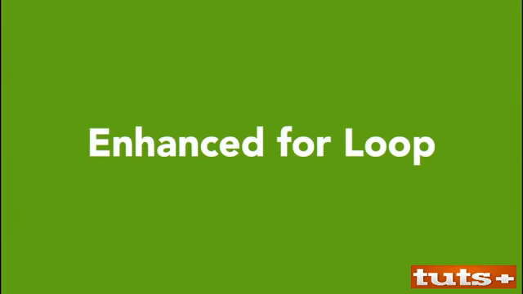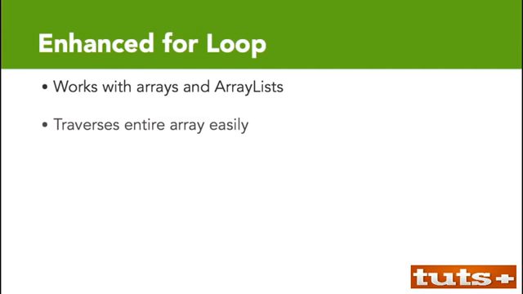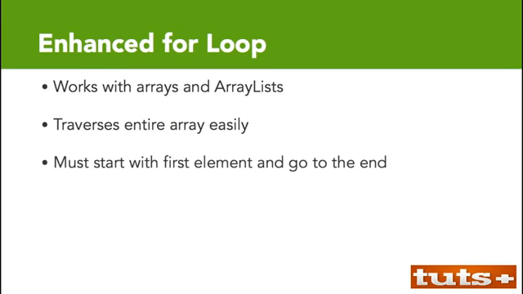The last topic in this section is called the enhanced for loop. The enhanced for loop works really well with both arrays and array lists. After creating an array, you can easily traverse the array using the enhanced for loop. The syntax is a little strange at first, but it reduces the coding needed to go through the entire array. Some quick notes about the enhanced for loop: it can only be used when you want to start at the first element of the array and go through all the way to the end.